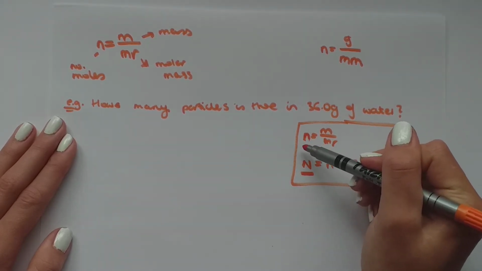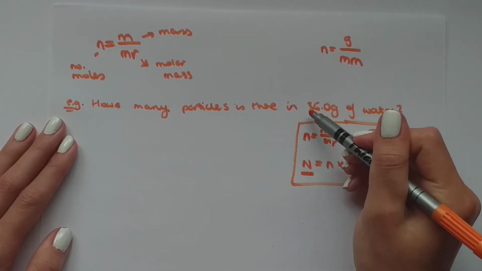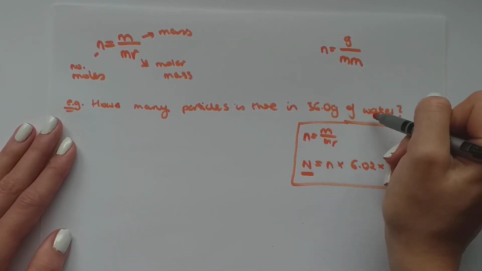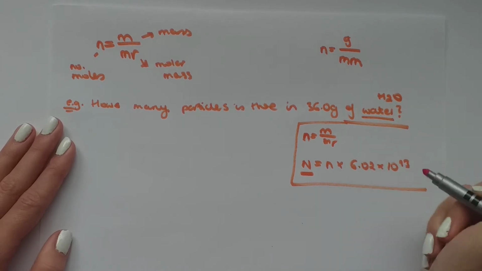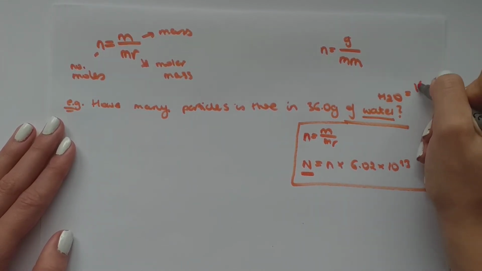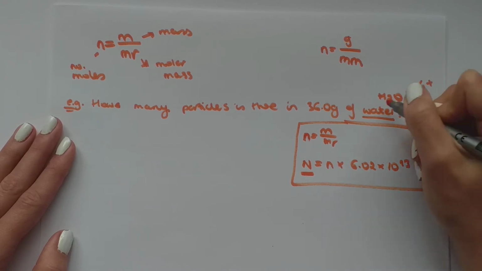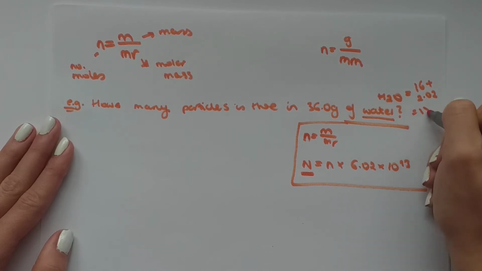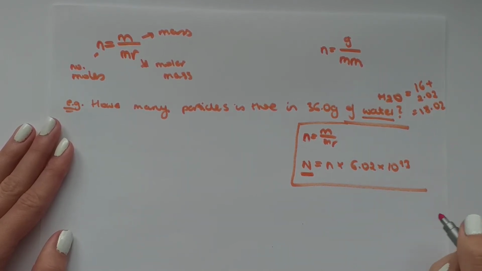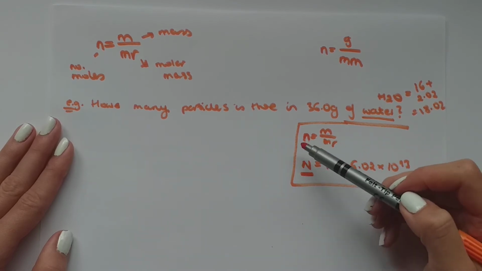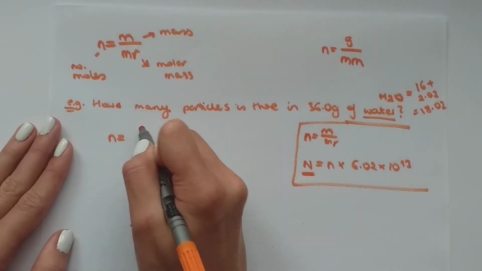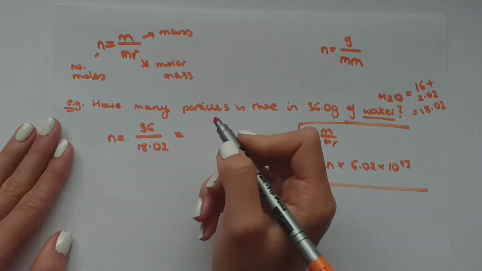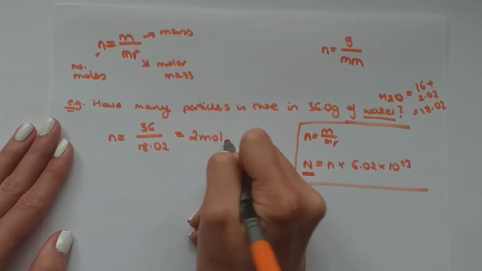Okay, so we want to find n, but do we have mass? Well, yes we do, it's 36 grams. Do we have mR? We're not given the mR, but we know it's water, and we know that water is H2O, and we know that oxygen has an atomic mass of 16, and hydrogen has an atomic mass of 1.01, but we have two of them, so it's 2.02. So altogether, it's going to be 18.02. So, yes, we have mass, we have mR, we can find n. So n is 36 over 18.02, which, when you put it in your calculator, gives you 2 moles.